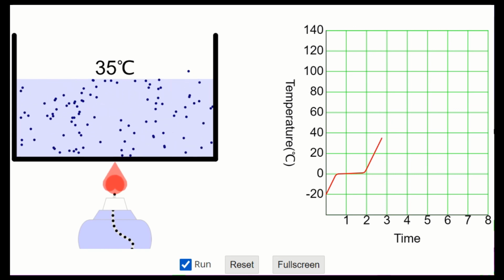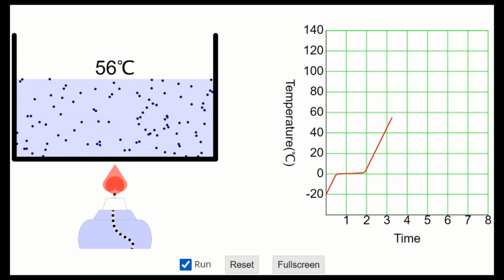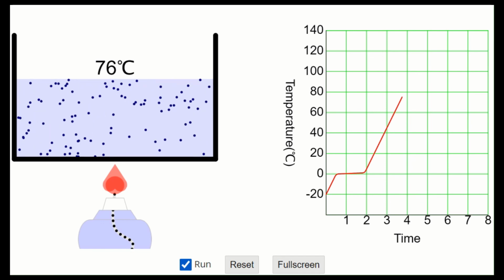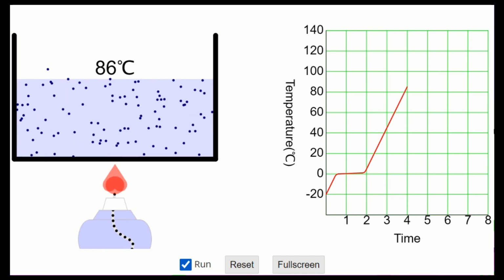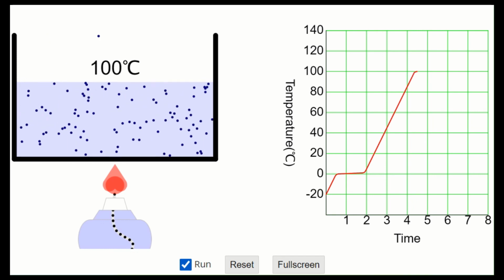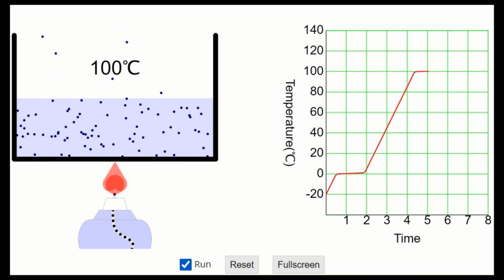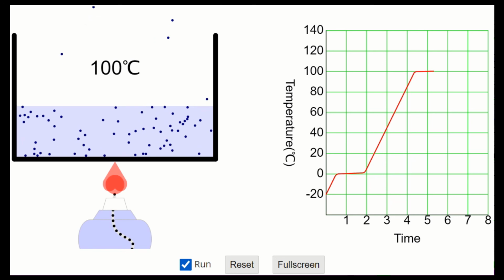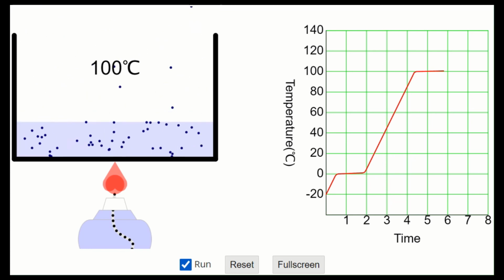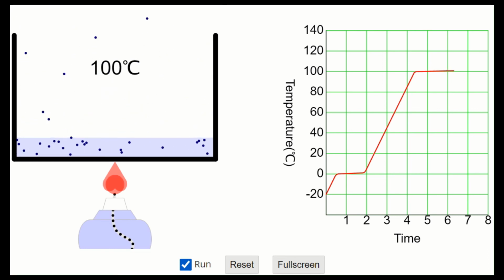The temperature is increasing. More heat energy is given to the water. And pay attention. At 100 degrees, liquid water changes into gas. This is water vapor. So liquid water is evaporating. This is evaporation, which is the process of changing liquid water into gas water.